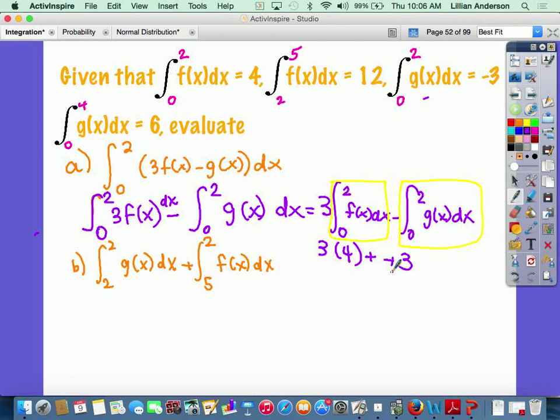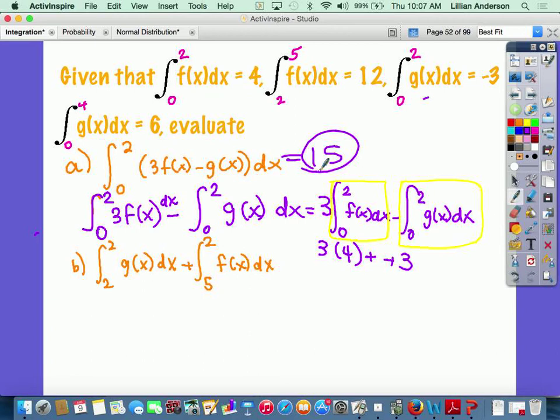Two negatives make a positive. And what is this answer? 15. Okay? So for this integral from 0 to 2 of 3f of x minus g of x dx, the area is 15. Do you see how it works? It's not specific functions just yet, but it gives you all the information that you need.